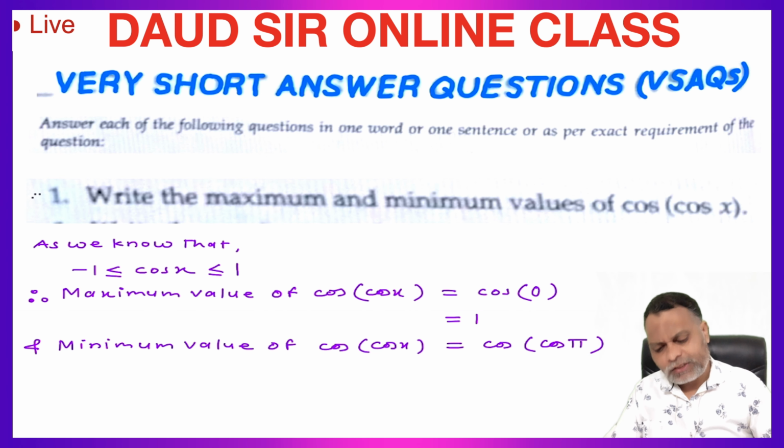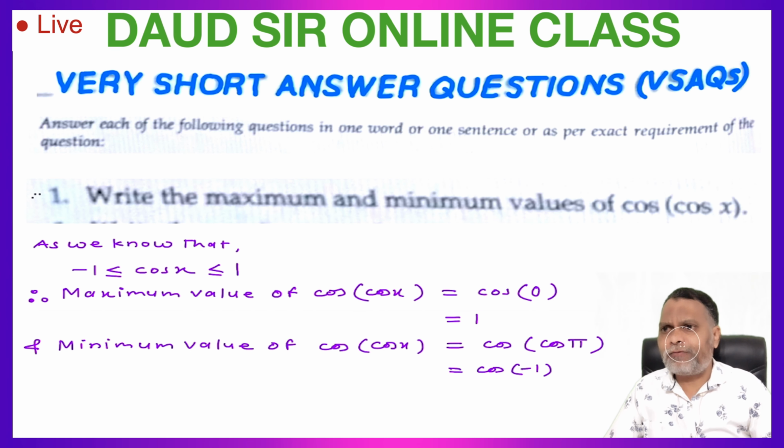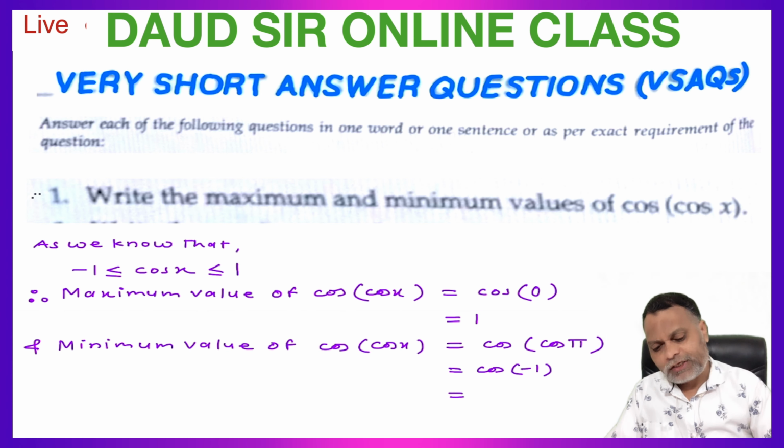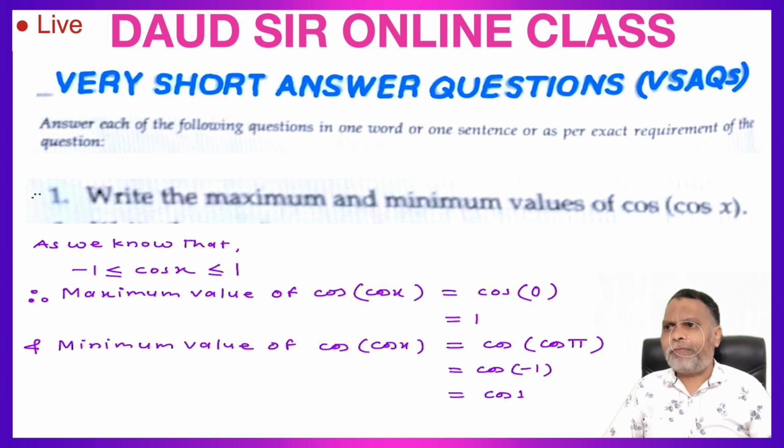And the value of this cos pi is -1. And you know minus theta lies in fourth quadrant. In fourth quadrant cos is positive, so this is cos of -1, so we can write cos of 1. This is the minimum value of cos x.